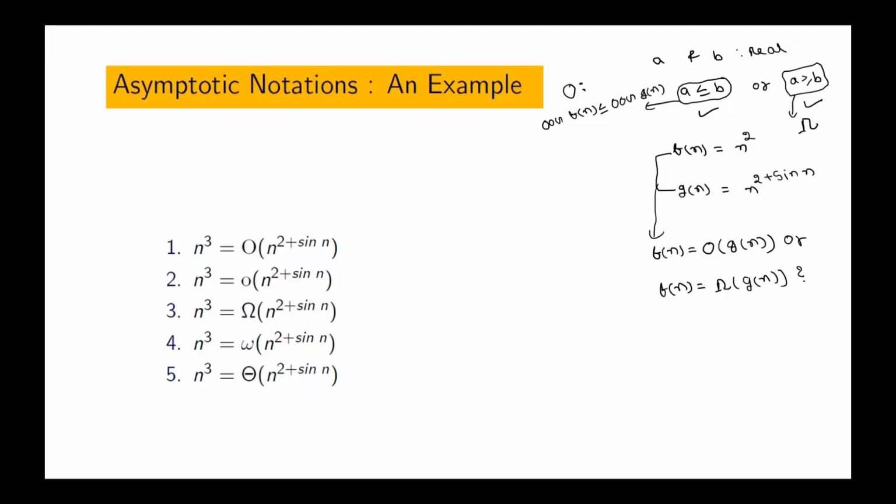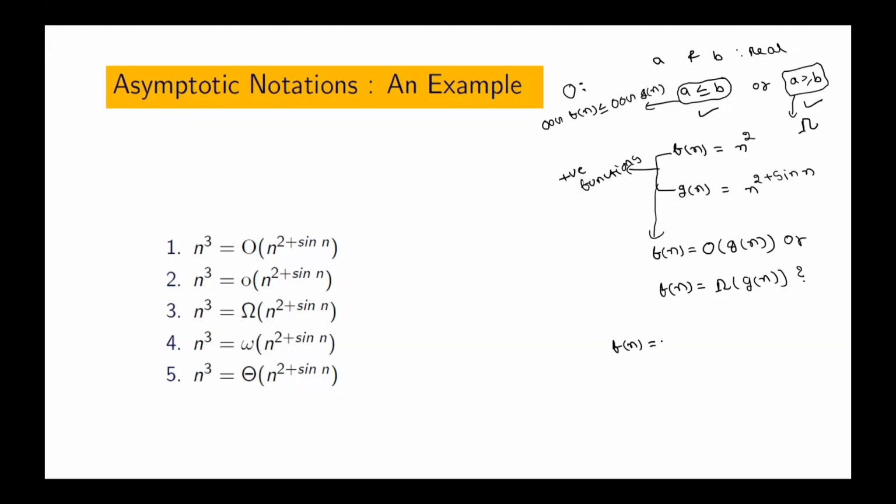If we are given two real numbers, we know that either a less than or equal to b is true. If that is false, definitely a greater than or equal to b will be true. Similarly, if we are given two positive functions f of n and g of n, is it always true that either f of n is big O of g of n, or if that is not true, f of n is big omega of g of n is true?